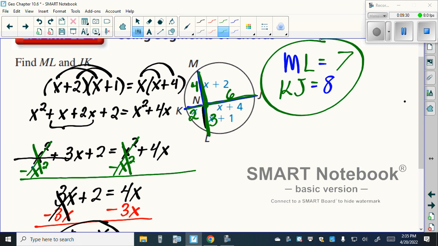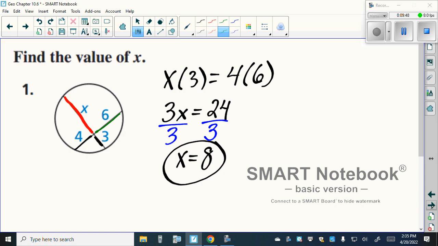If it was to scale and the same scale as the tape measure, then it would work. Questions on any of this here? All right.